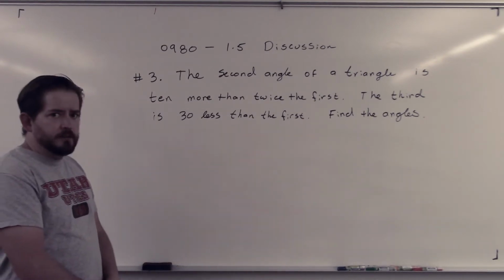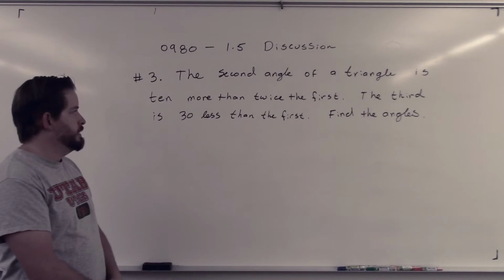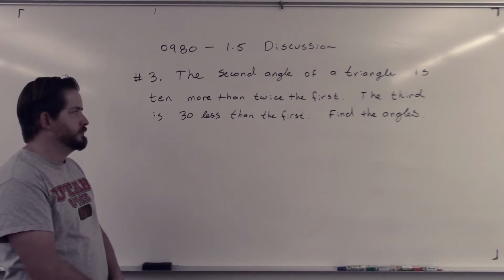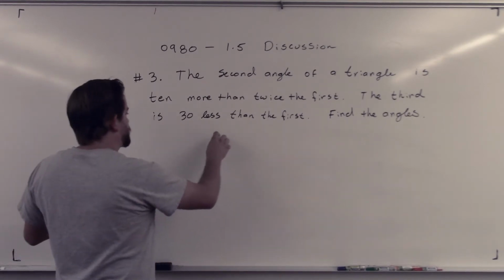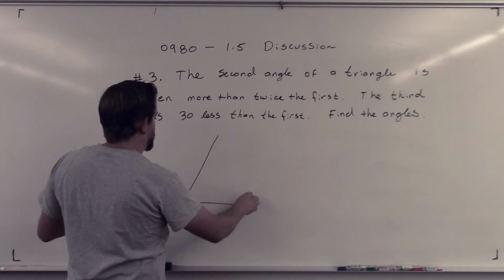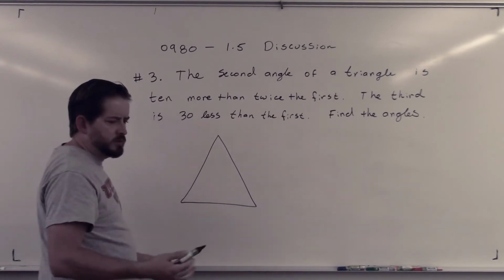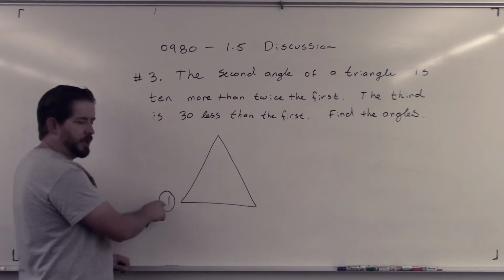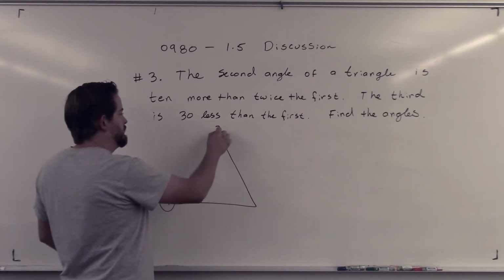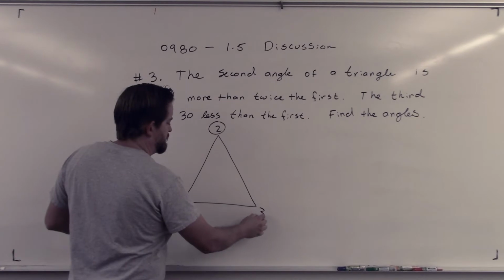The second angle of a triangle is 10 more than twice the first, and the third is 30 less than the first. Find these angles. So I would start by just drawing a triangle. Again, it doesn't have to necessarily be accurate. We're just looking for a triangle. I'm just going to name these angle 1, angle 2, and angle 3.